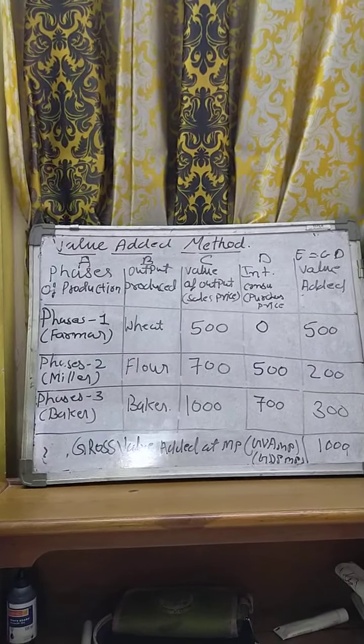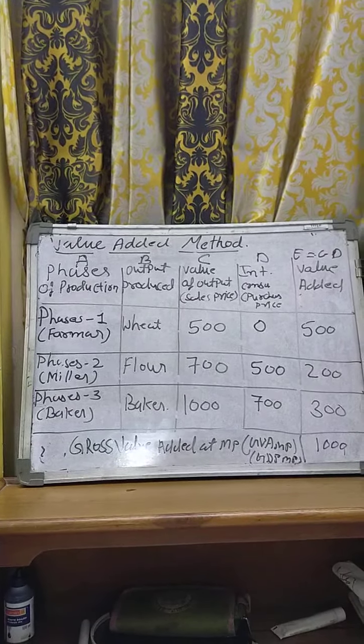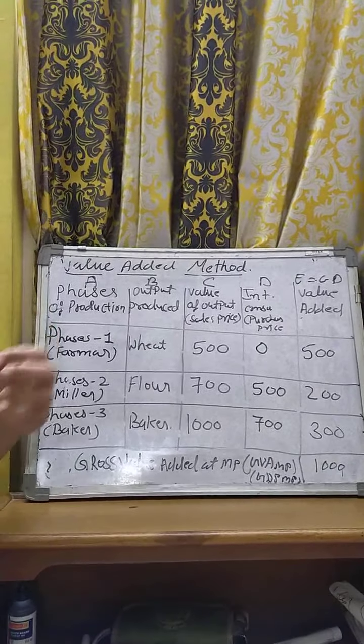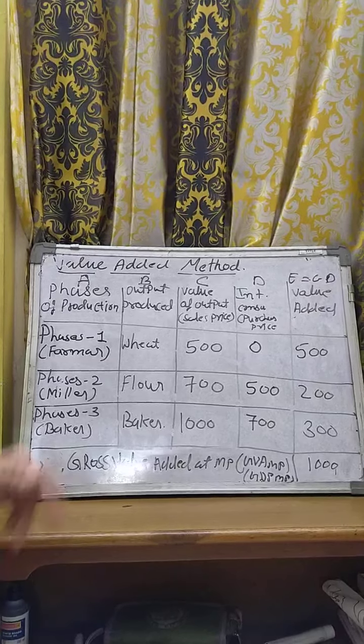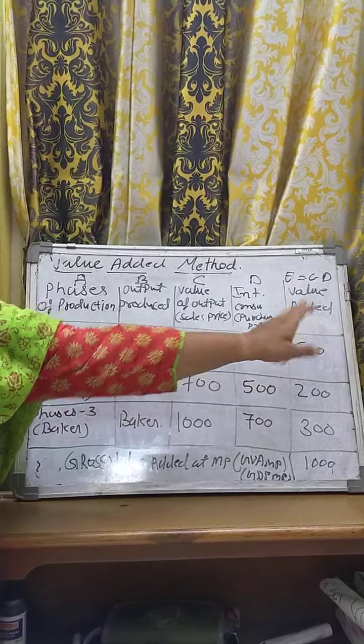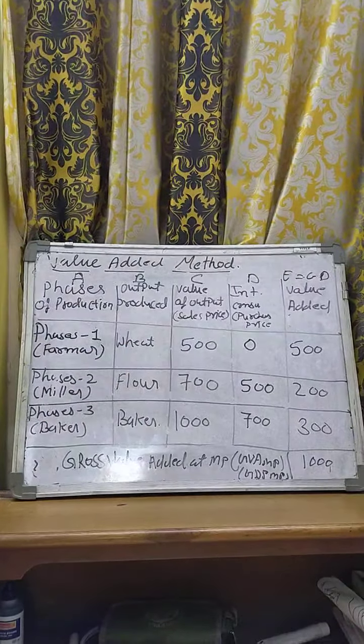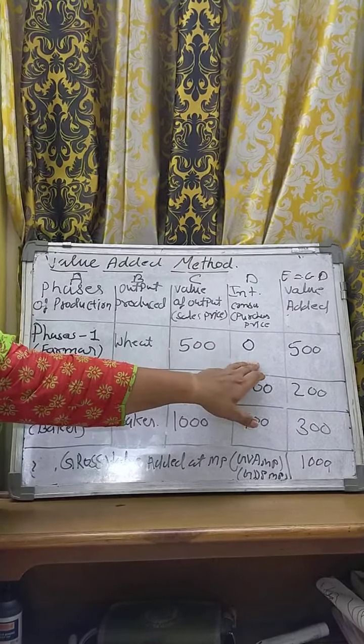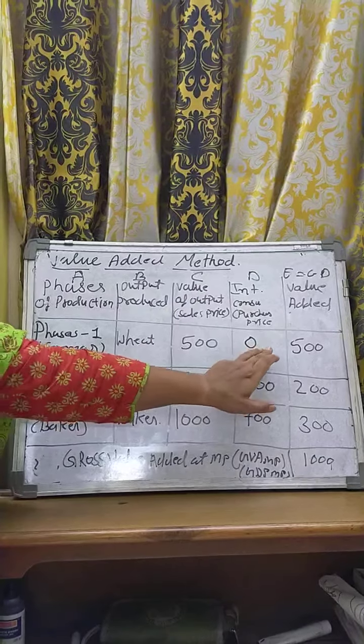If we are producing something, we need any intermediate goods. So intermediate goods or the raw material, whatever we purchase, the purchase price of the raw material. Now in column E, value added, it means we added something. It means value of output minus purchase price. It means selling price minus purchase price.